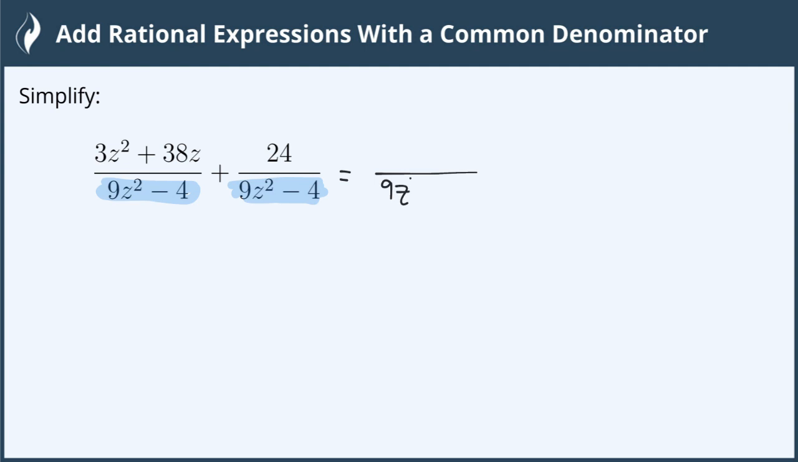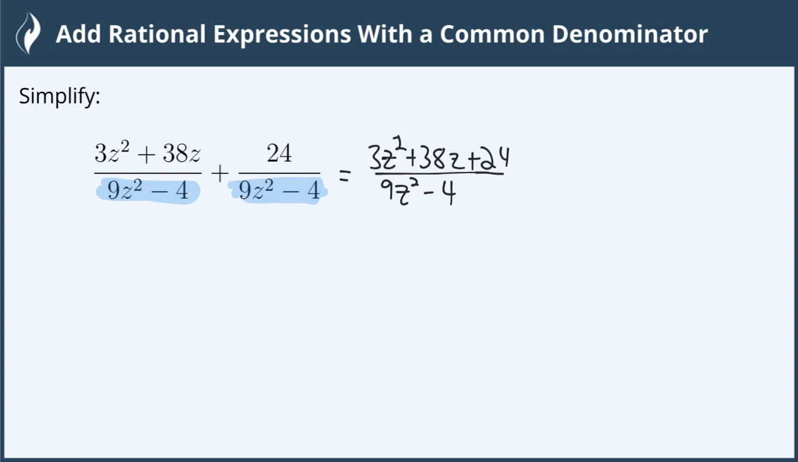9z squared minus 4 is on the bottom of the fraction, and we're going to be able to just add the components on the top as if they were in a single fraction already. Now there aren't any like terms to combine, so we're going to write just 3z squared plus 38z plus 24. So this is a quadratic. We want to go ahead and factor this quadratic.